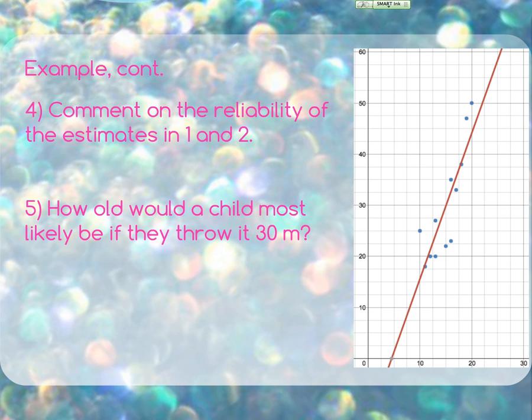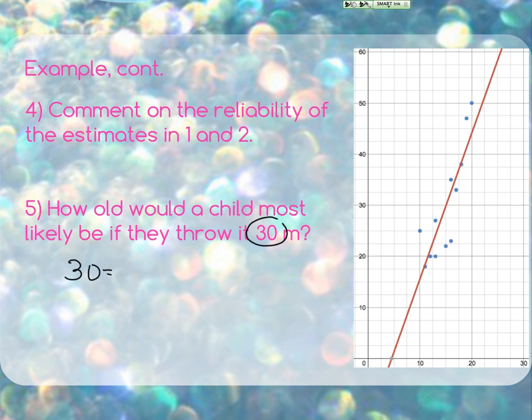So about how old would a child most likely be if they throw 30 meters? How do we set this up? It's a little bit different than the other two because we're not given the age. We're trying to find the age. So is age on the y-axis or the x-axis? Yep, age is on the x. So we're looking for the x, so we have to plug 30 in where the y would be.